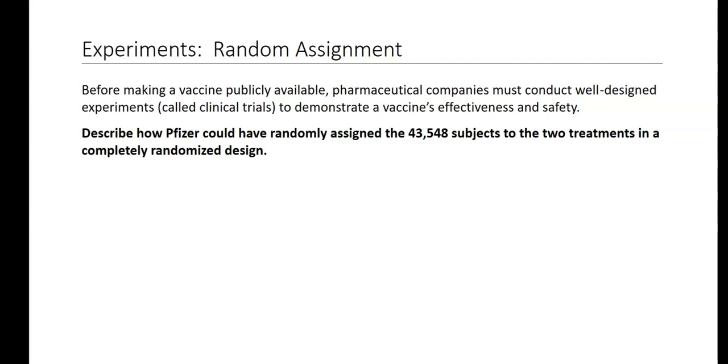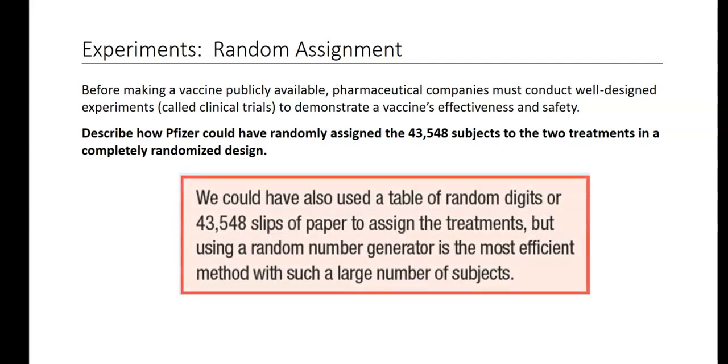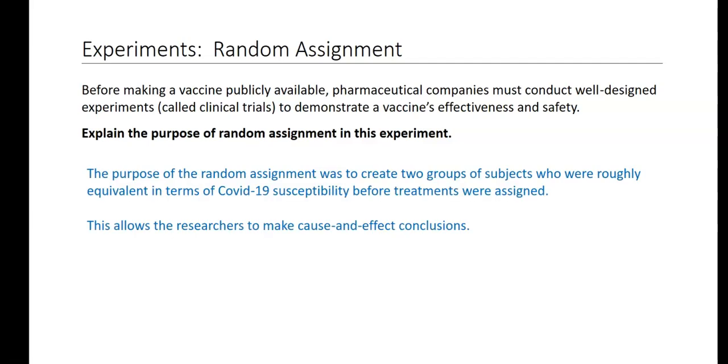How could Pfizer have randomly assigned to treatments in a completely randomized design? We could use a table of random digits. To do it, you would take however many numbers at a time, or 43,000 slips of paper. Be sure to shake the hat to randomize, or use a random number generator like randint.